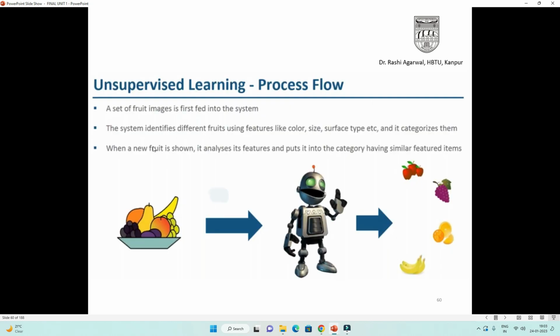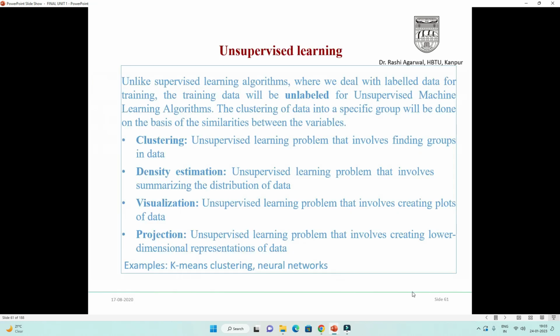So this is the same example that I was telling you of a set of fruits, and I am able to differentiate based on the color.